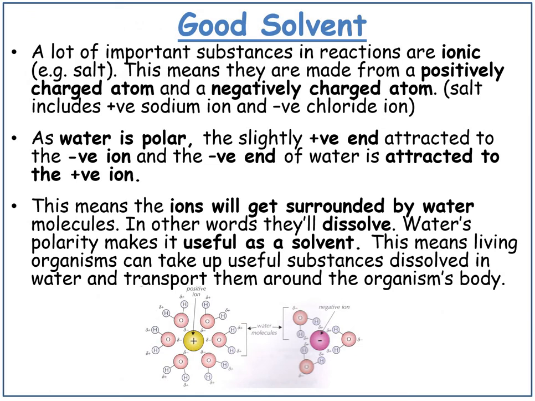It's a good solvent. A lot of important substances in reactions are ionic. This means they are made from a positively charged atom and a negatively charged atom. Salt includes positive sodium ion and a negative chloride ion. As water is polar, the slightly positive end is attracted to the negative ion, and the negative end of the water is attracted to the positive ion. This means that the ions will get surrounded by water molecules. In other words, they'll dissolve. Water's polarity makes it useful as a solvent. This means living organisms can take up useful substances dissolved in water and transport them around the organism's body.